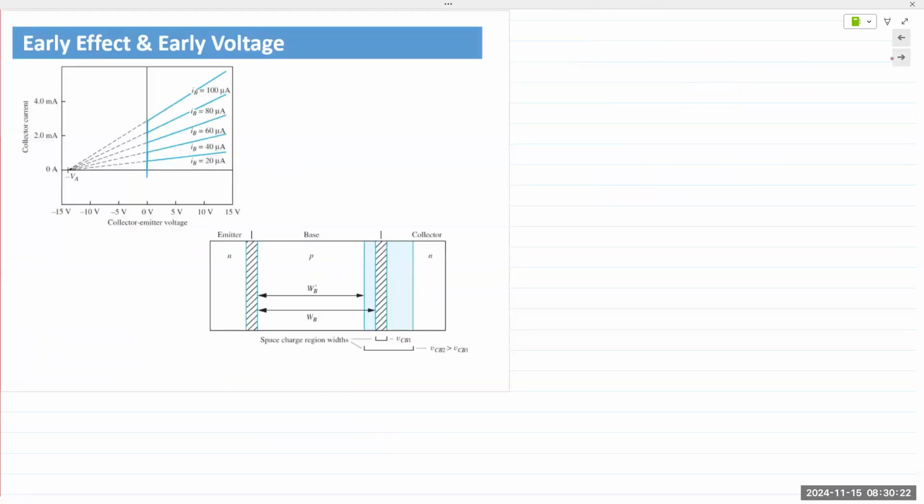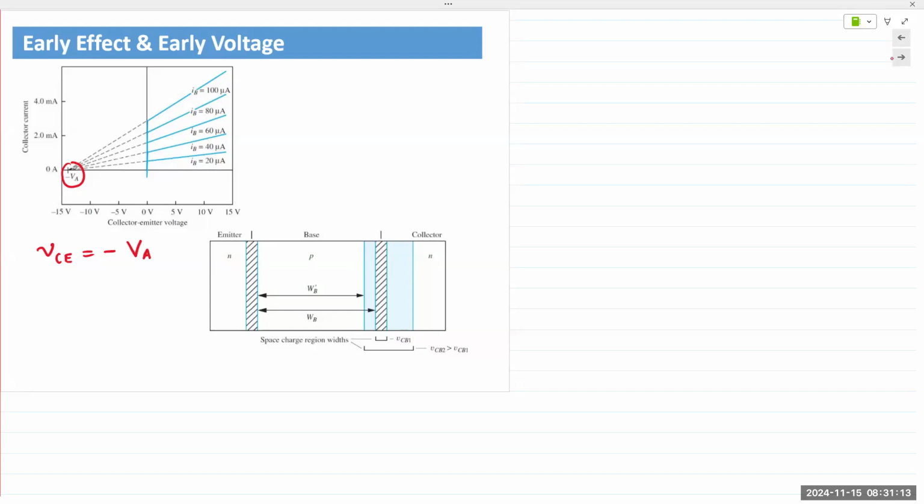The early effect and the early voltage are named after James Early, a scientist and researcher working for Bell Labs. While working with BJT output characteristic curves, he noticed that the slope of the collector characteristics can be extrapolated towards the negative side, and they all seem to intersect in this one single area, kind of around in that region. And that value of VCE came to be named after him.